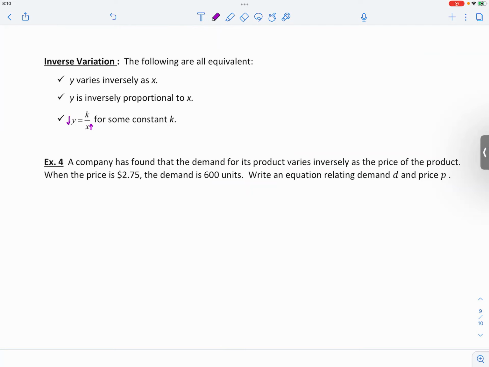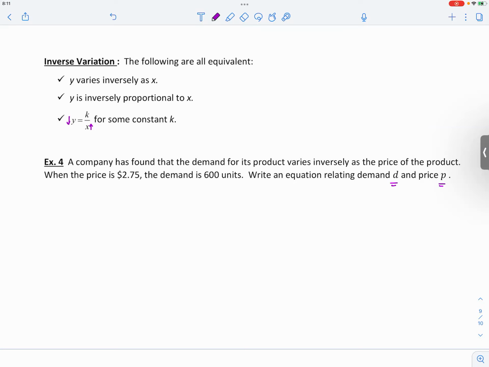It says a company has found that the demand for its product varies inversely as the price of the product. How many of you are taking econ right now? Econ? Next semester? Okay, all right. Now this is what we call a demand curve, right? If the price goes down, well, do you like stuff on sale? Yeah, we do, right? So when the price goes down, the demand is going to go up. So we have this little equation. So we have demand and price.